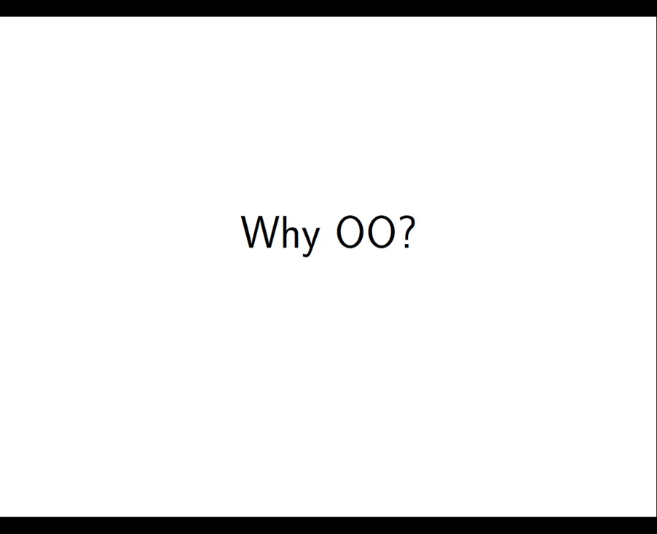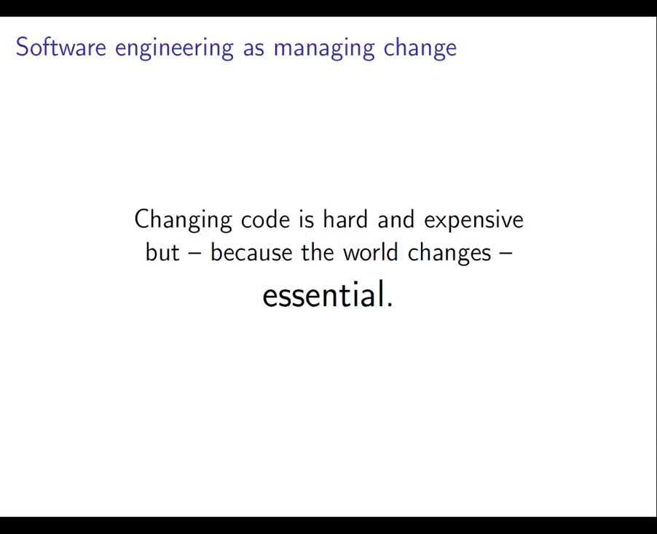We said a little bit about why object orientation, but now it's time to say a bit more. And although this course is a programming course, not a software engineering course, we have now to talk about software engineering because this is the fundamental reason why object orientation proves successful as a programming paradigm. It's because it turns out to be particularly adept at managing change, which is what software engineering is all about.